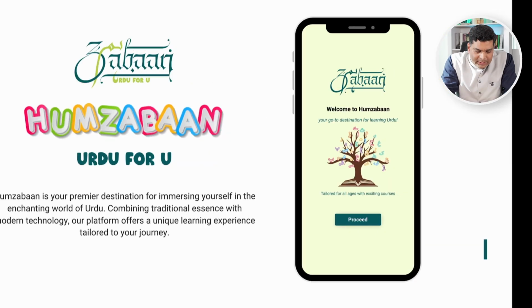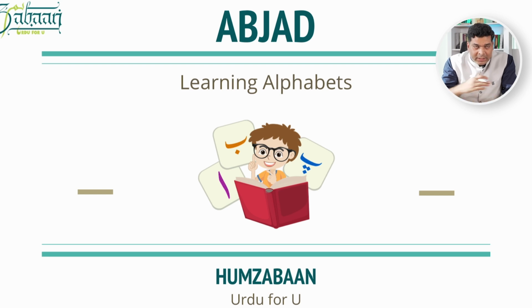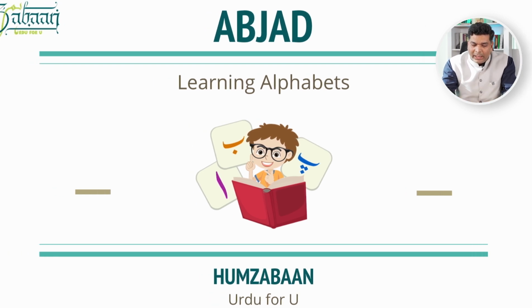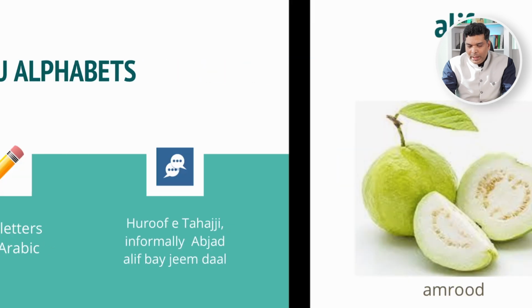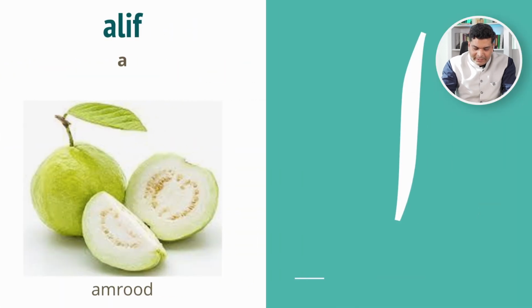So first, we're going to start with the first letter of the Urdu alphabet, which is called Alif. As you would know, Alif is the first letter. If you see here, the shape of the letter is something like this that you see on the screen. The name of the letter is Alif and the sound is A. The object that it represents is Amrud.